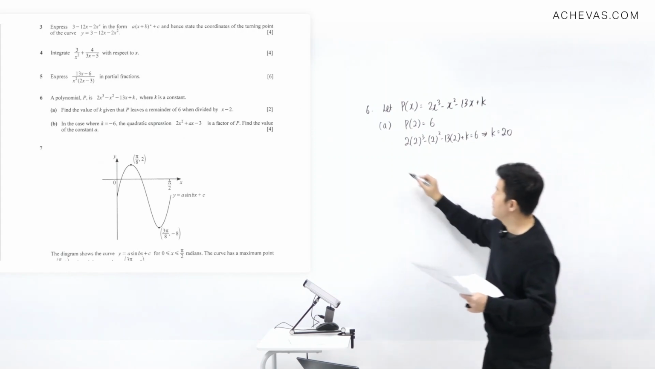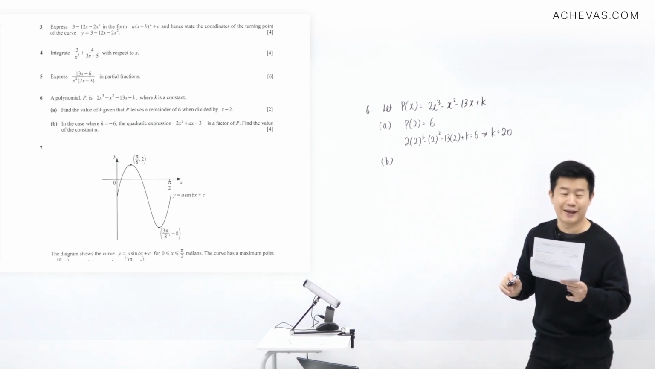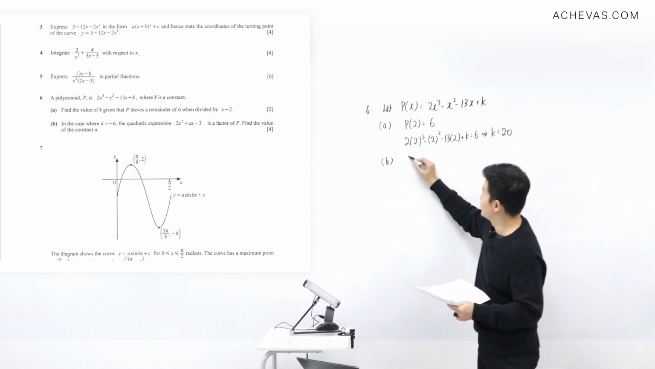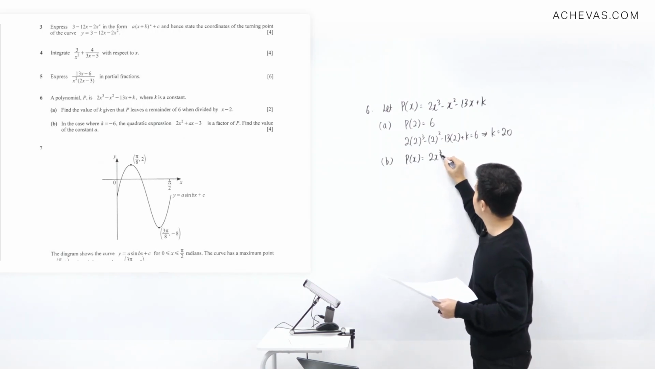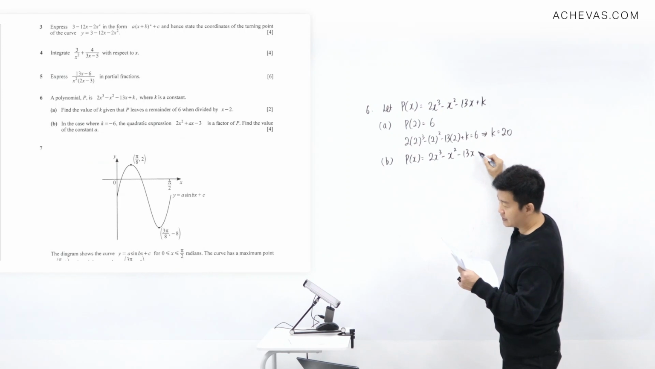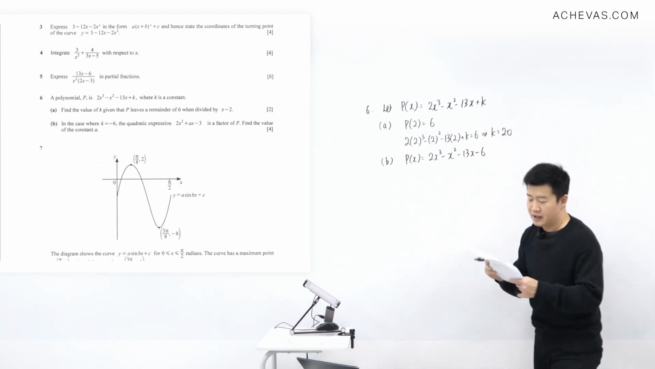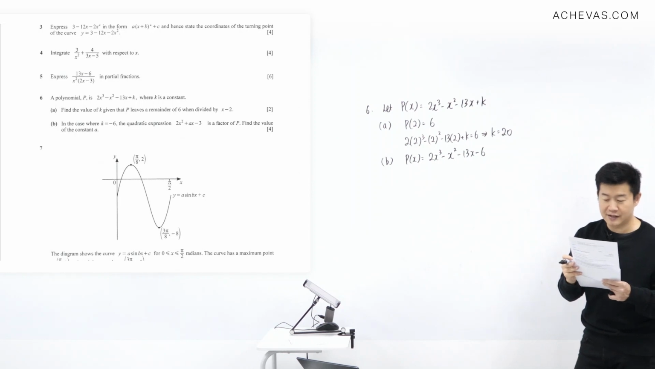Next, in B, now we are given the value of k. k is equal to minus 6. So P(x) is going to be equal to 2x to the power of 3 minus x squared minus 13x, and k is given to us as minus 6, so we have this. According to the question, it has a quadratic factor. This factor is 2x squared plus ax minus 3.